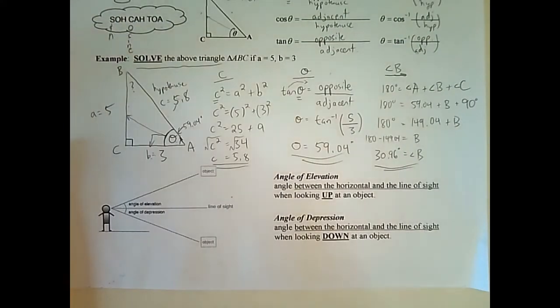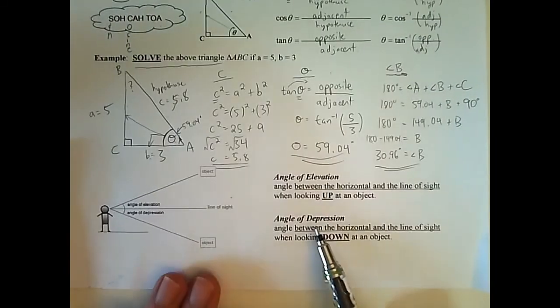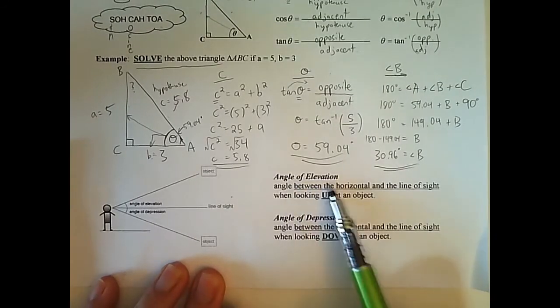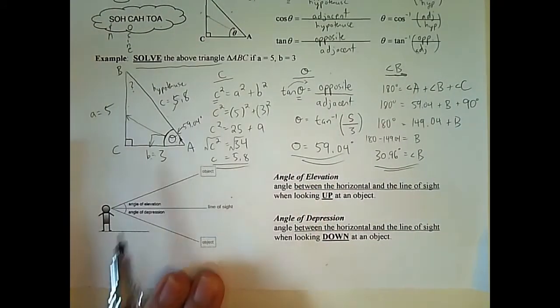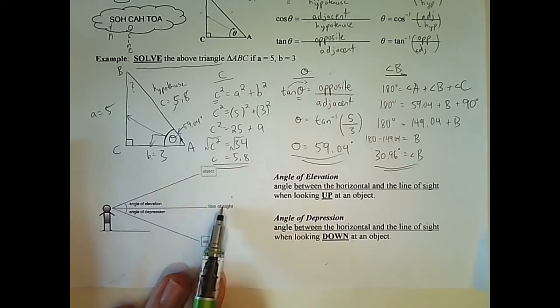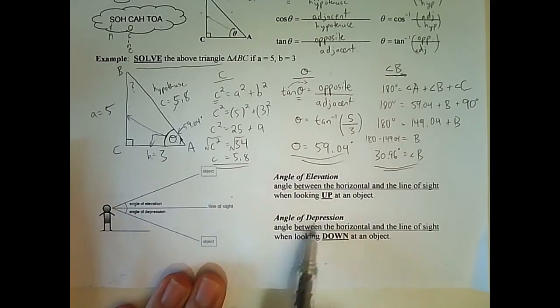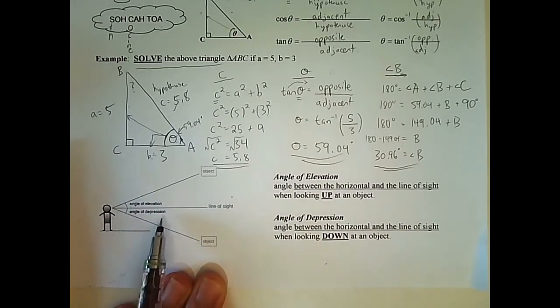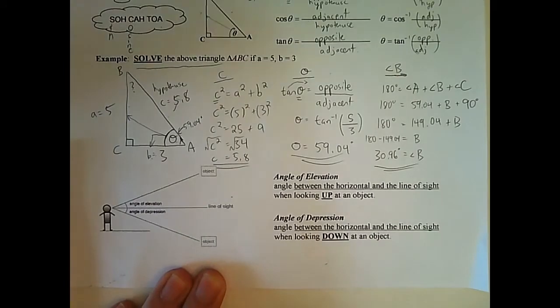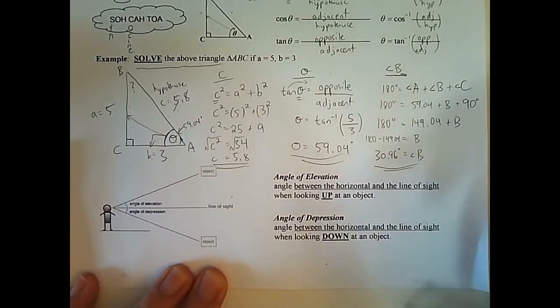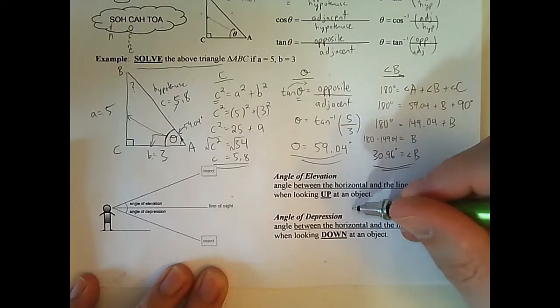Before we move on, we have to remember two terms for angles. One is an angle of elevation, and one is an angle of depression. When we look straight forwards, like a person looking straight forwards, an angle of elevation is above your line of sight, and an angle of depression is below your line of sight.